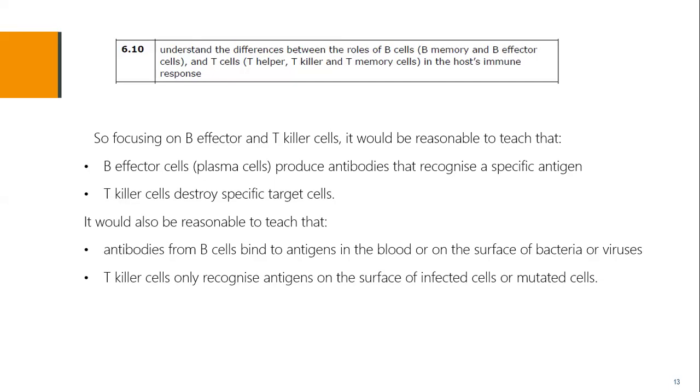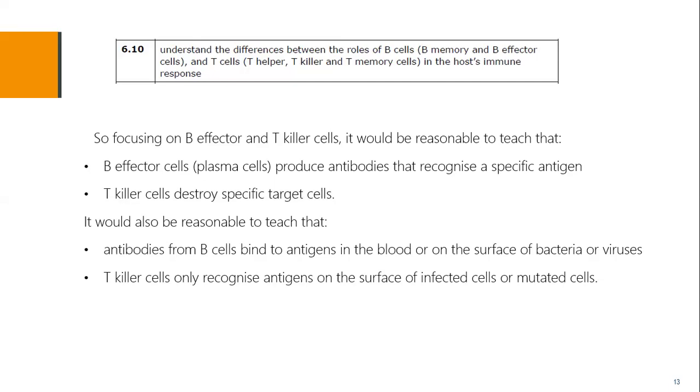It would also be reasonable to teach that these antibodies are released into the blood and then bind to antigens in the blood, e.g. on the surface of bacteria or viruses, or on the surface of cells lining the blood vessels. So in order to fully explain the role of B cells in the immune system, you need to take it to the role of antibodies and the fact they bind to antigens.